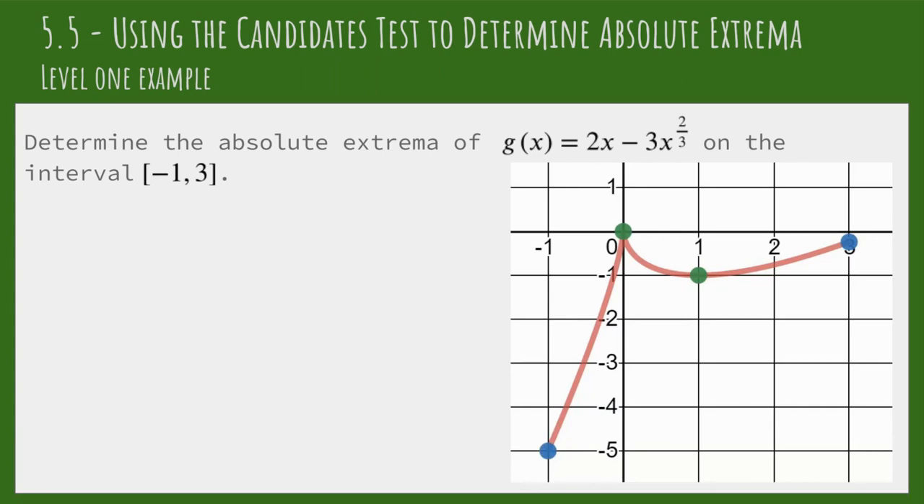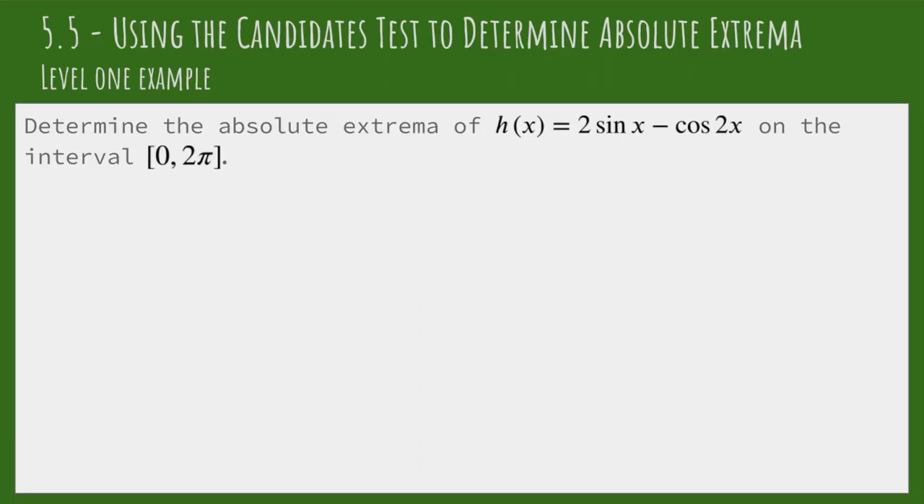And indeed, if we look at the picture here, the candidates again are identified, the green as critical values and the blue as endpoints. And we can see that the lowest one on the graph is at -5, and the highest one on the graph is the one at 0.